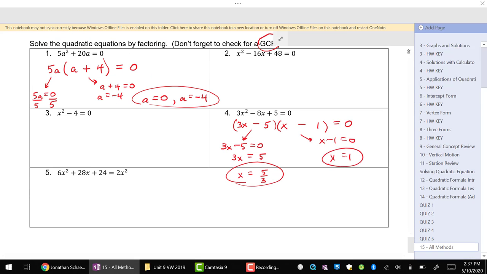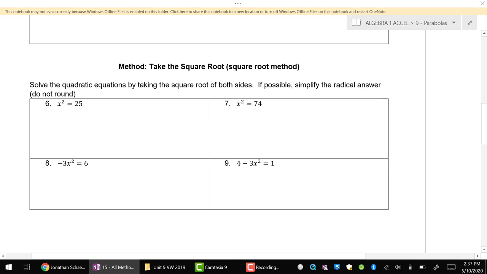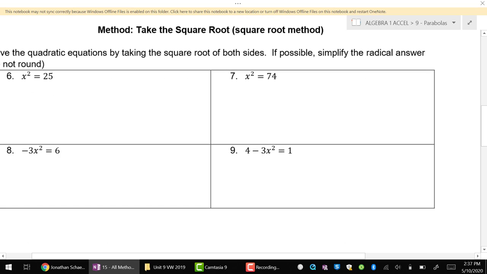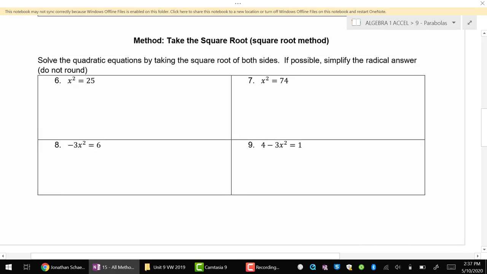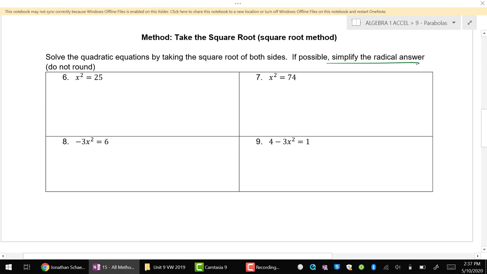Switching gears here to the square root method. This is maybe my favorite method. I like drawing radicals and using plus or minus. Don't forget to simplify the radical if possible at the end as well. So we'll look and see if these problems have anything fishy or funny about them.